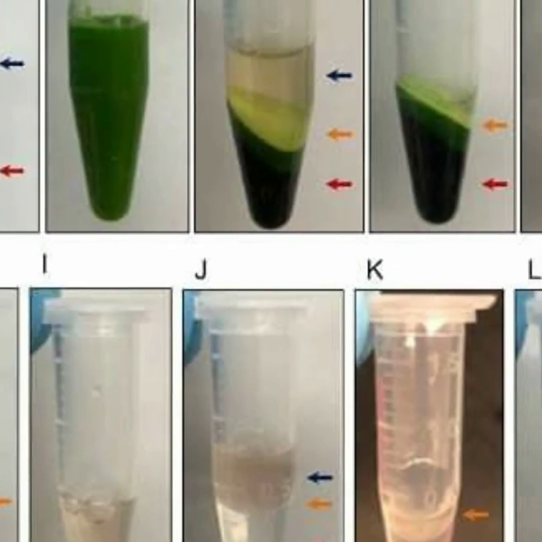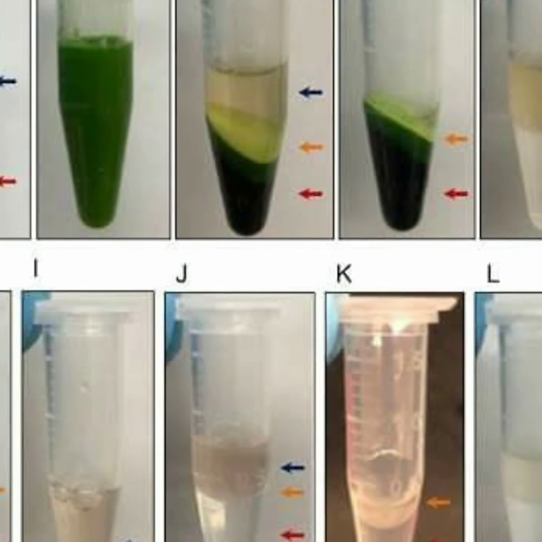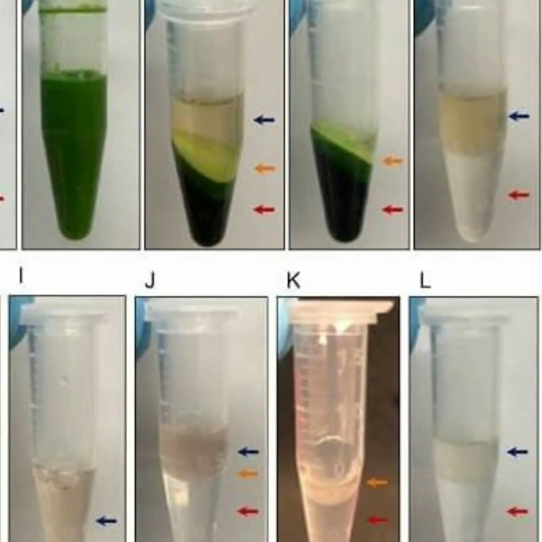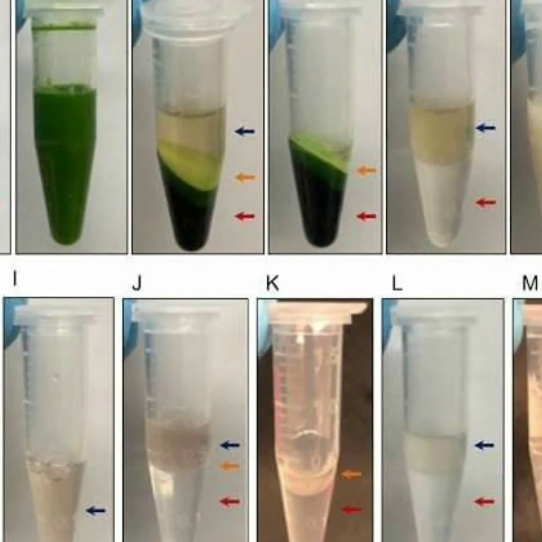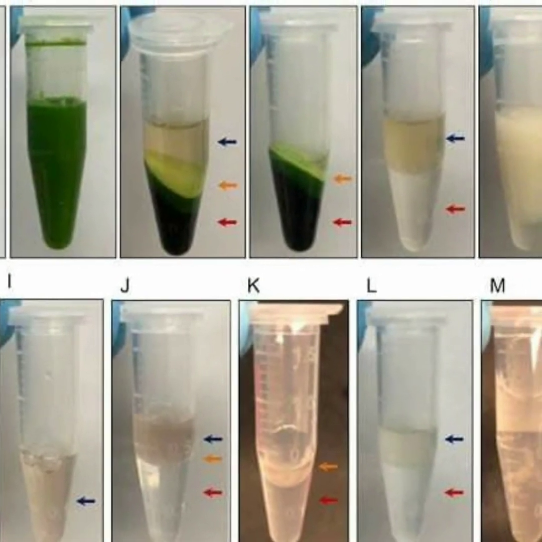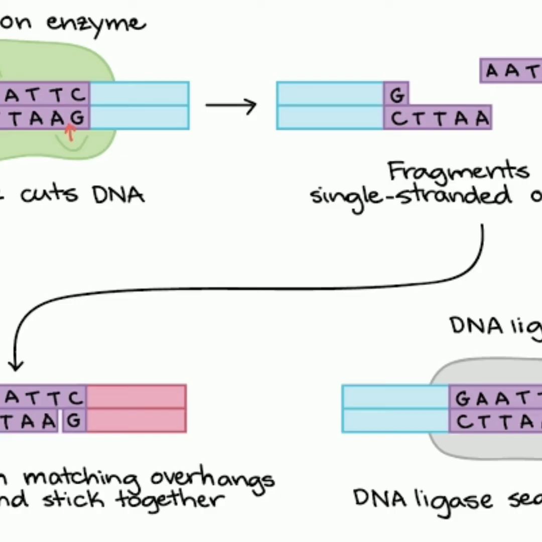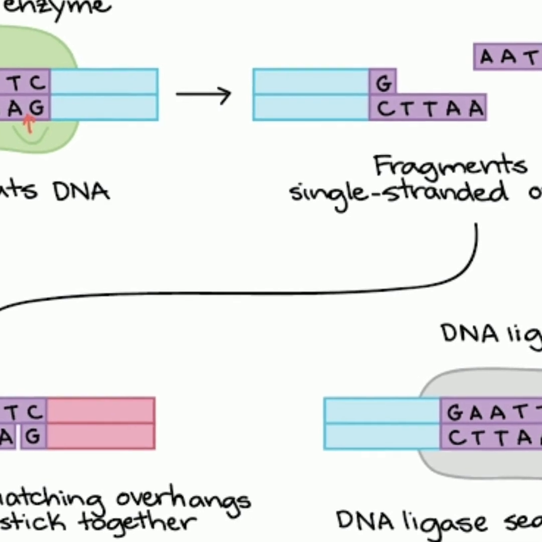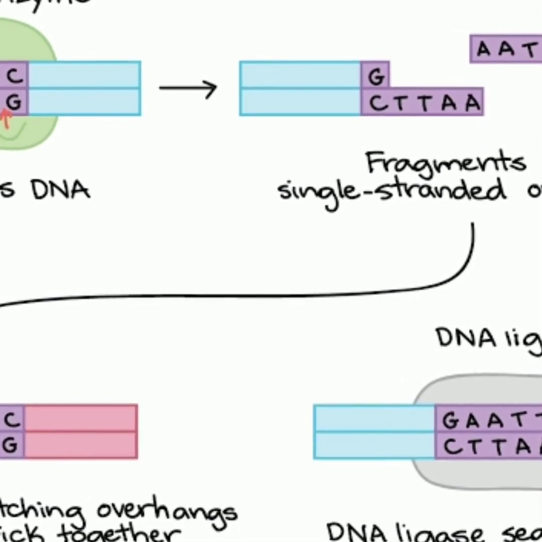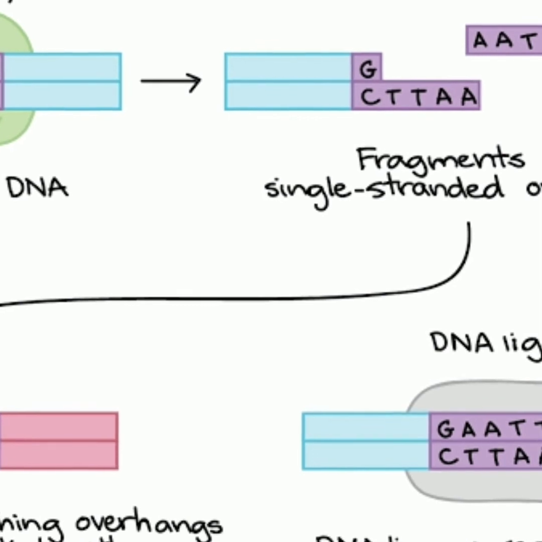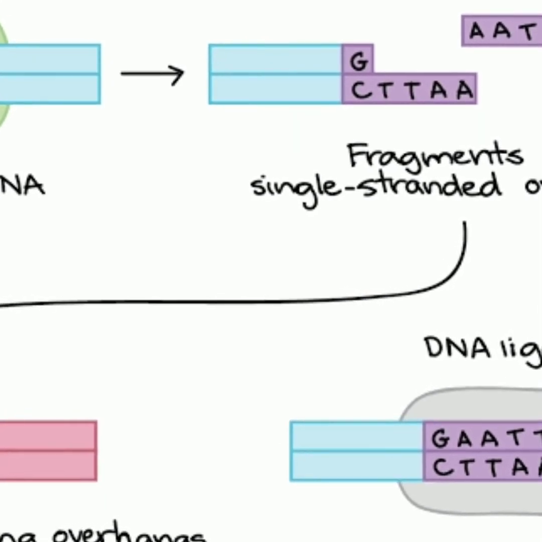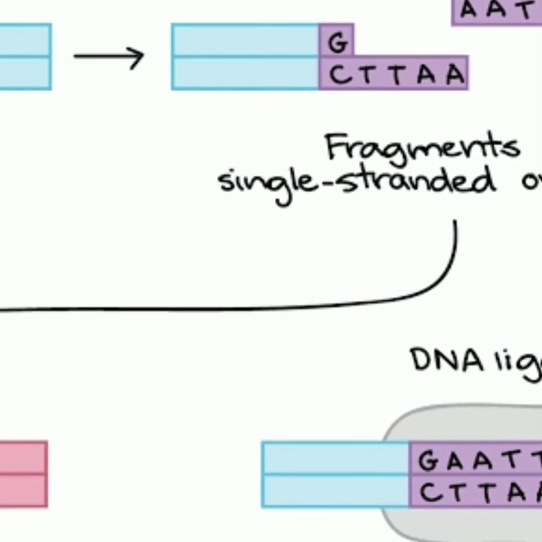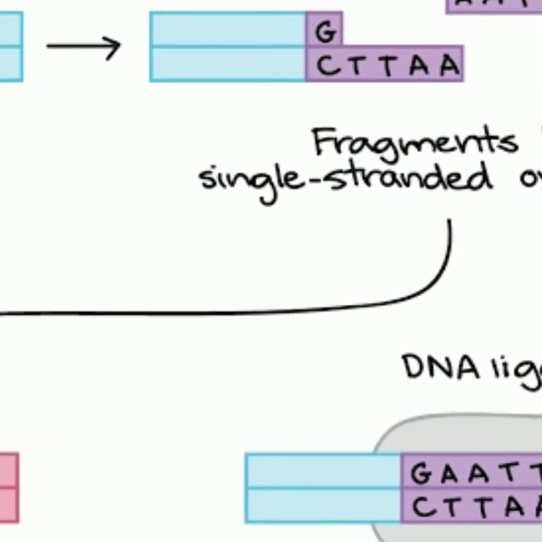Step 1. Isolation of DNA. DNA must be recovered from cells or tissue. Only a small amount of blood, hair, or skin is needed to isolate DNA. Step 2. Digestion of DNA by restriction endonucleases. The DNA is cut into fragments using restriction enzymes. Each restriction enzyme cuts DNA at a specific base sequence.